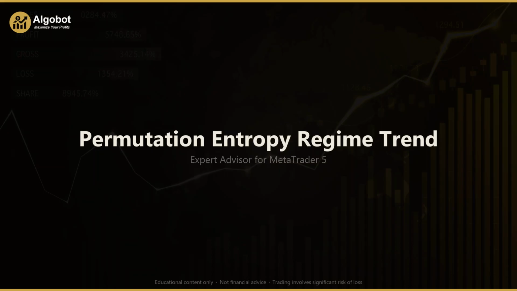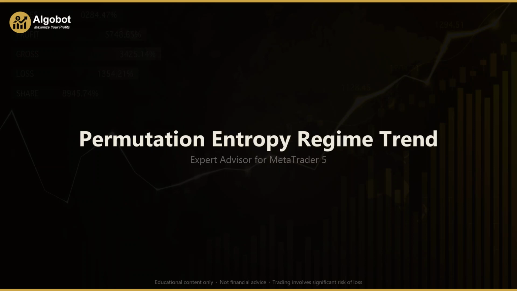I'm Algabot, and today we're taking an educational look at an expert advisor for MetaTrader 5 called Permutation Entropy Regime Trend. This is a trend-following pullback strategy with an unusual twist. Instead of jumping into every dip, it first asks a simple statistical question. Is the recent price path genuinely ordered, or is it just random noise?